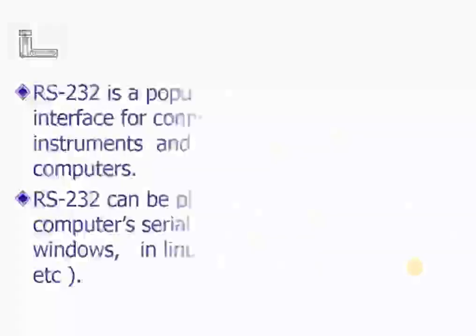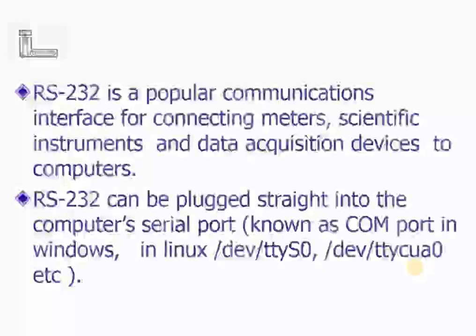RS232 is a popular communication interface for connecting meters, scientific instruments, and data acquisition devices to computers. And it can be plugged straight into the computer serial port. In Windows, we call it COM port for the serial port, whereas in Linux, it is /dev/ttyS0 or /dev/cua0, etc.